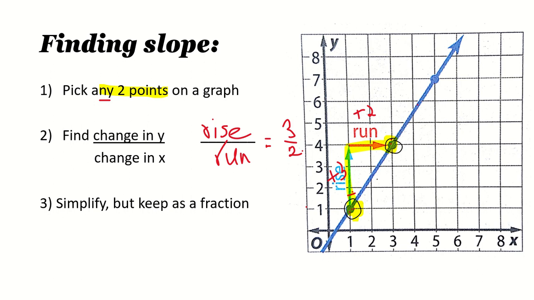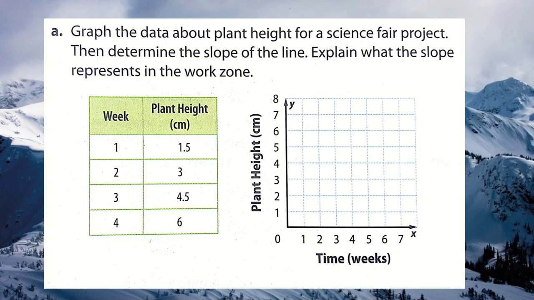So that's 3 over 2. Just keep it as the fraction. If it's possible to simplify, simplify, but 3 over 2 in this case cannot be simplified. So the slope of this line, we will say slope equals 3 over 2. Okay? You'll only get more familiar with this as you practice some more, which we will be doing today.